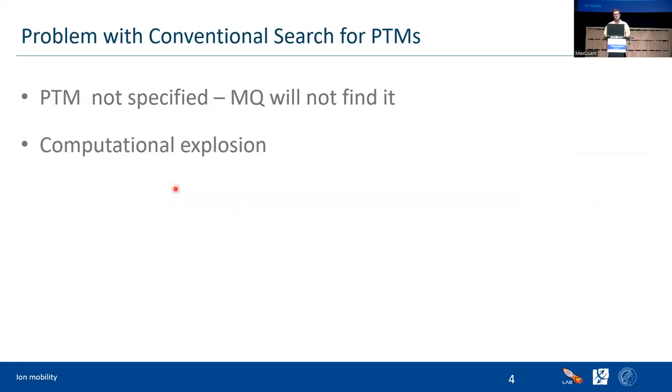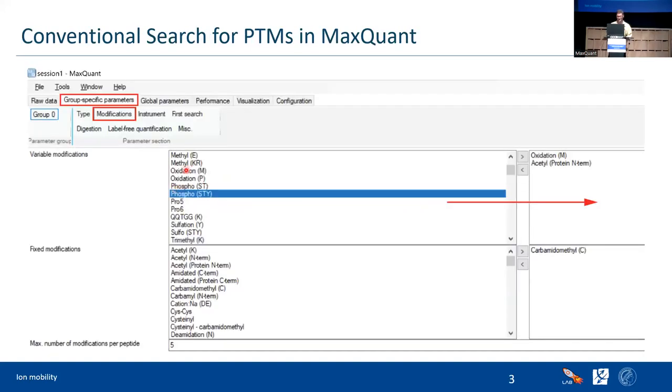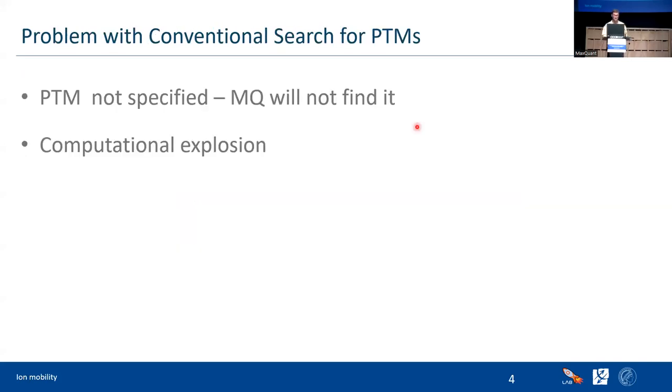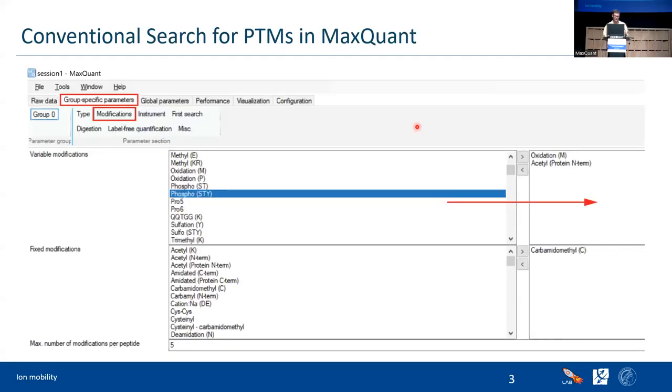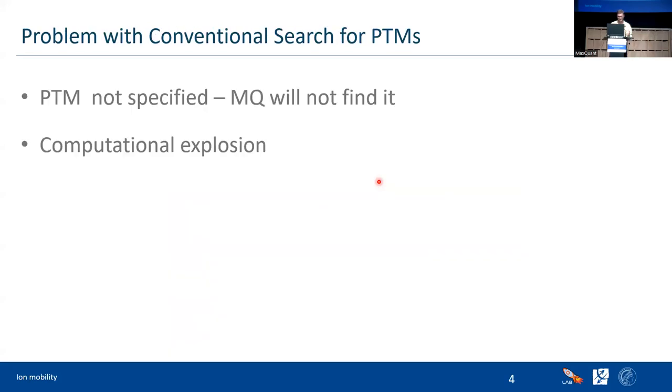However, this approach with modifications during conventional Andromeda search poses two major problems. First of all, any PTM that hasn't been specified in this section will not be looked for, and MaxQuant will not find it. On the other hand, every modification that you add here increases computational effort exponentially. So what you can do here is to look for a small set of already known modifications.